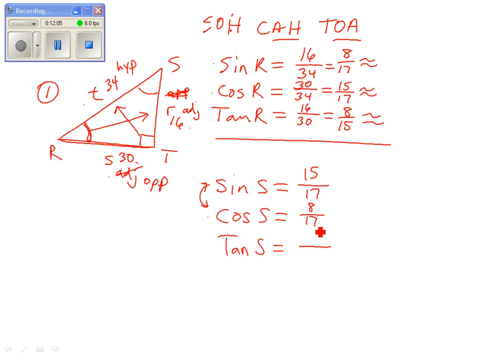And then the tangent is just the reciprocal of this one. So you just take the 8 over 15 up here and flip it over. That's 15 over 8. And again, you could change all those into decimal forms by using your calculator.